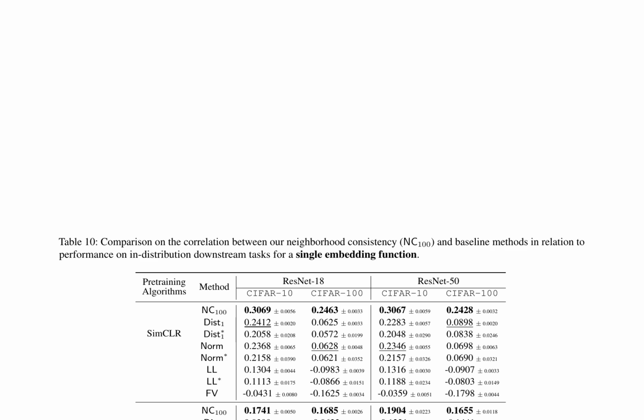Notably, NC100 achieves a correlation coefficient of 0.3069 and 0.3067 on ResNet 18 and ResNet 50, respectively, outperforming the best baseline method, MoCo, which achieves a correlation coefficient of 0.3521 and 0.3137.